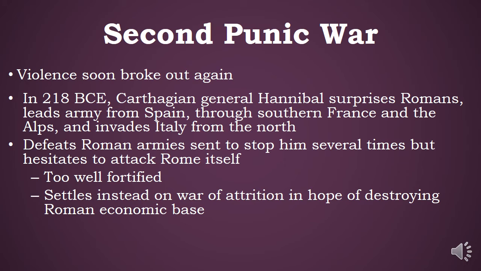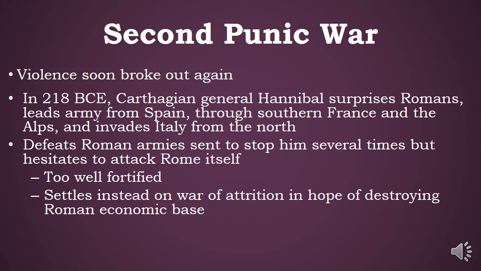But violence is going to break out soon again. And this is going to happen under the control of a general from Carthage known as Hannibal. Hannibal is notorious for how he is going to get his troops to Rome. So we talked about the First Punic Wars as being wars fought at sea. The Second Punic Wars location is going to be on land, and it's going to be Northern Africa, Southern Europe, and then Rome itself.